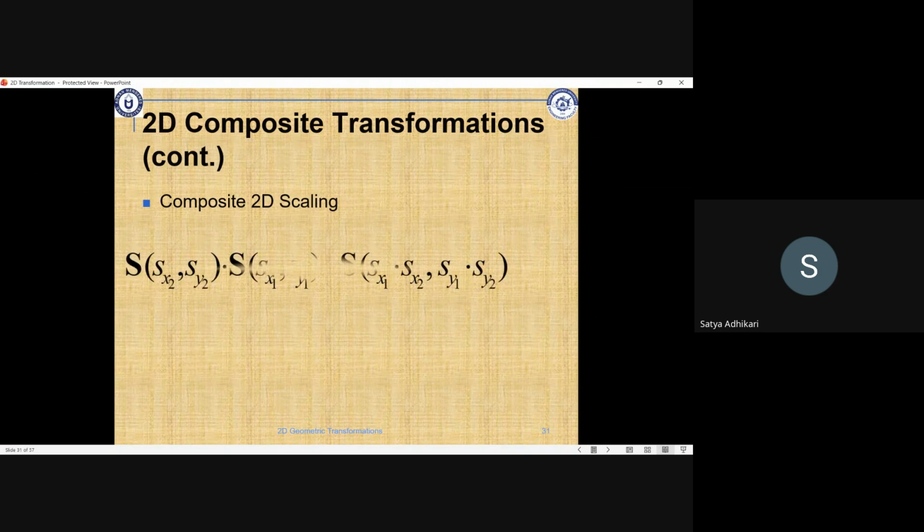Similarly, composite 2D scaling. So first Sx2, Sy2 is there and Sx1, Sy1 is there. So you will get S equals S2 dot S1, that is Sx1 times Sx2, Sy1 times Sy2. So the two scaling factors are multiplied.